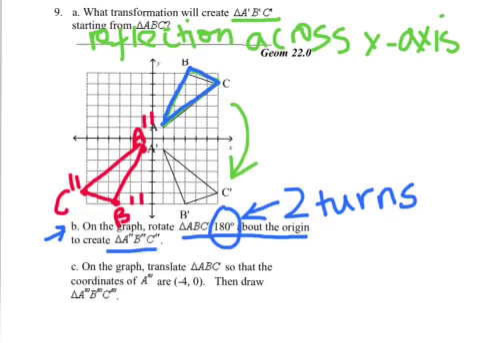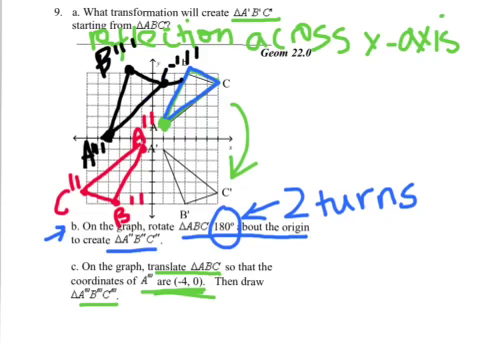The last part says we need to translate the original triangle ABC so that the new coordinates of A triple prime are at negative 4, 0, and then draw the whole triangle. So first I'm going to take the original point right here, and I'm going to move it to negative 4, 0, and then draw the rest of the triangle. See if you can do that.